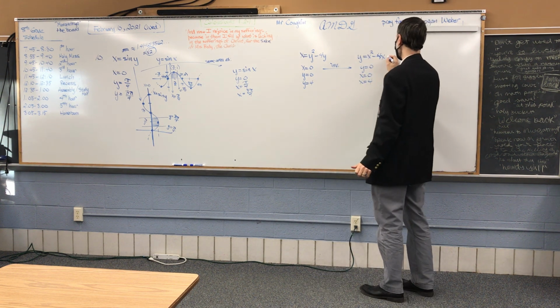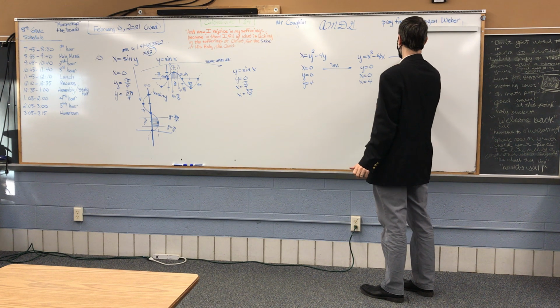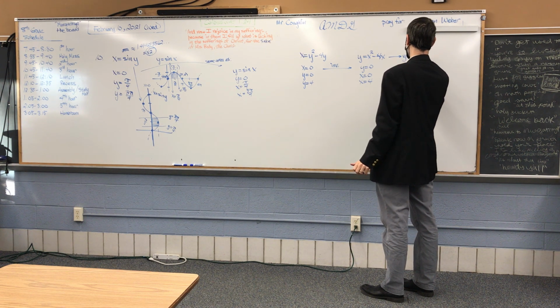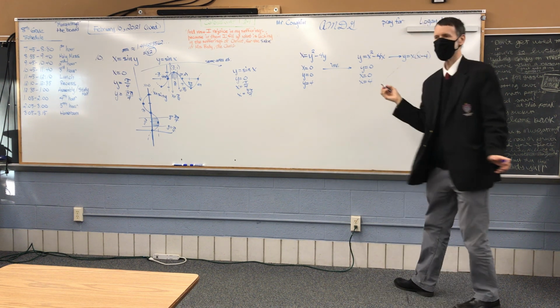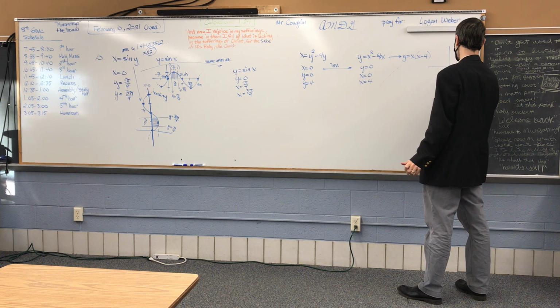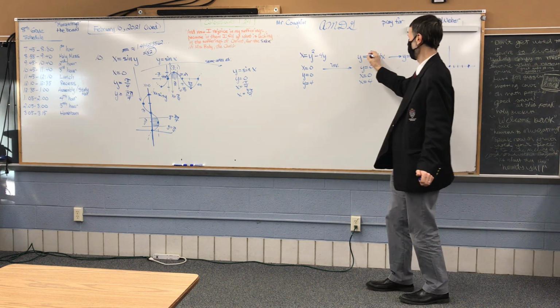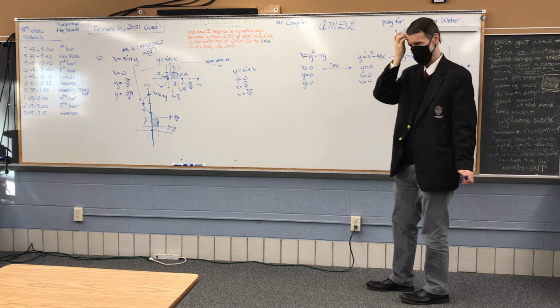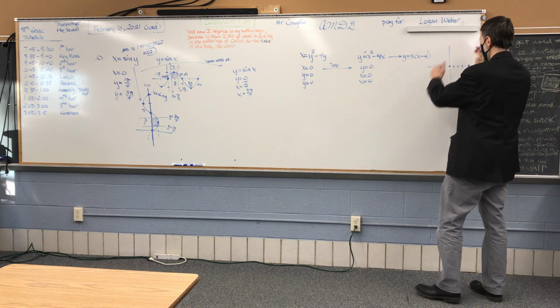You can actually factor this. That's y equals x times the quantity x minus 4. That'll give you two roots. So you've got a root at 0 and a root at 4. And this is a parabola that is upward. So it's opening this way.